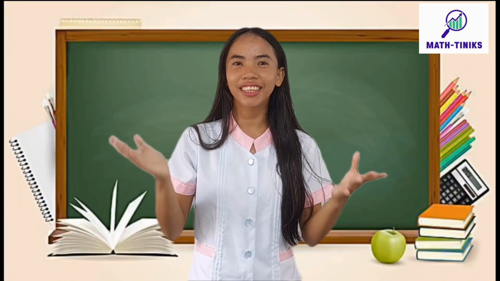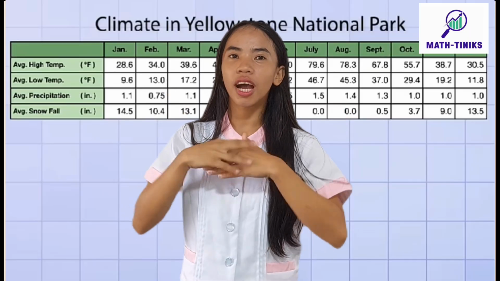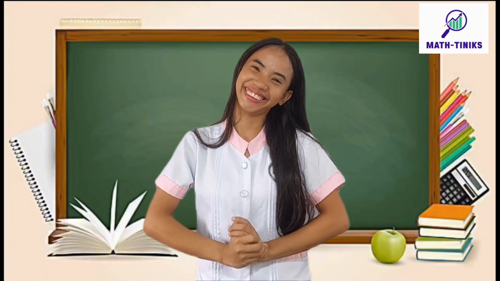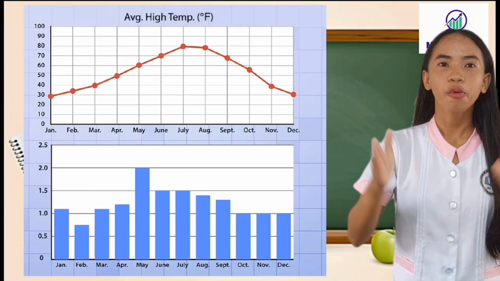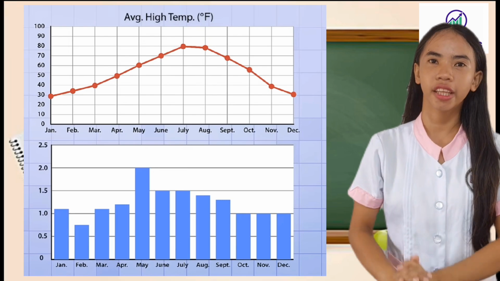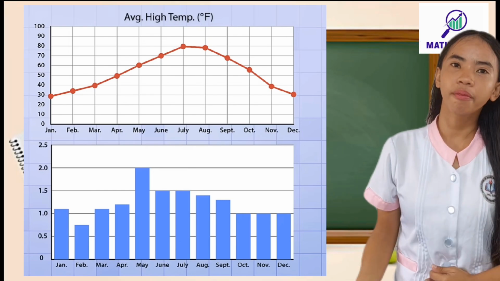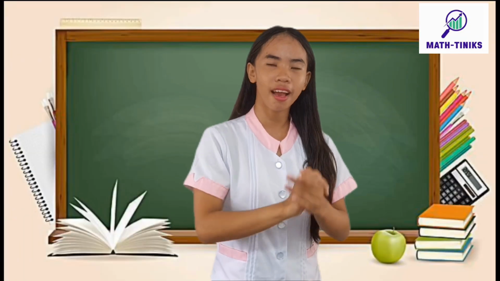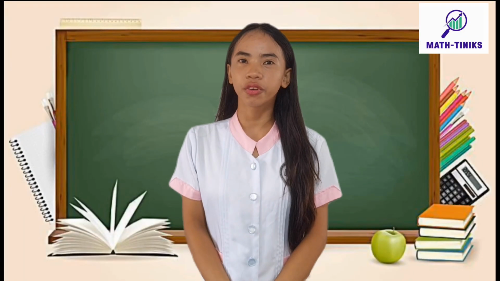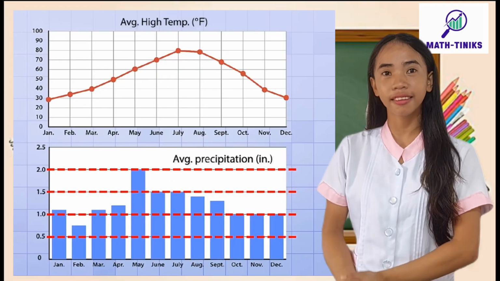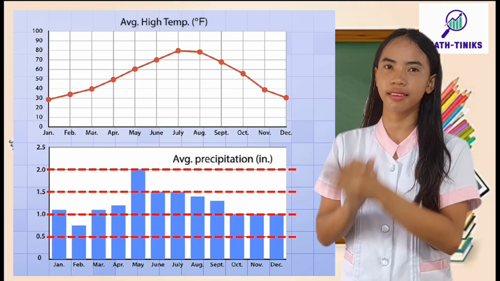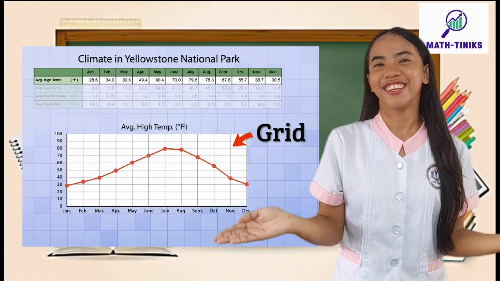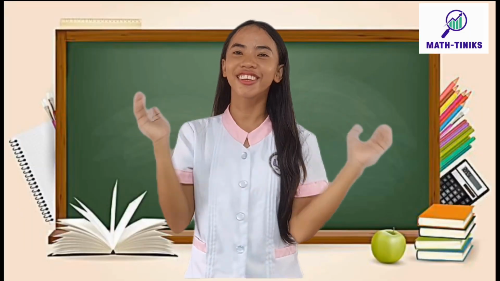Yes, the Yellowstone data table we saw previously also had data showing the average high and low temperature. If we compare it to the bar graph we made for the precipitation data, you'll notice that the bar graph only had horizontal interval lines for tracking values on the vertical axis, while the line graph also has vertical interval lines for tracking values on the horizontal axis. These two sets of lines form a grid. That makes it easier to locate individual data points on the graph.